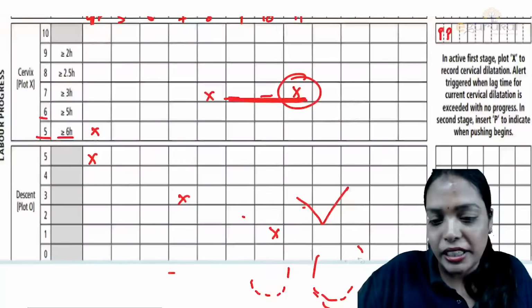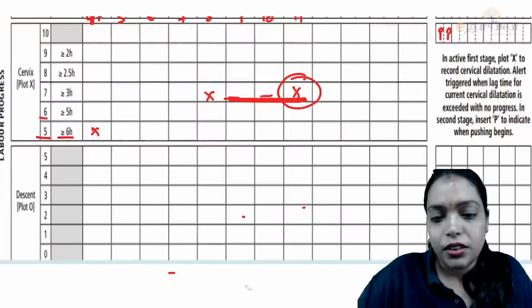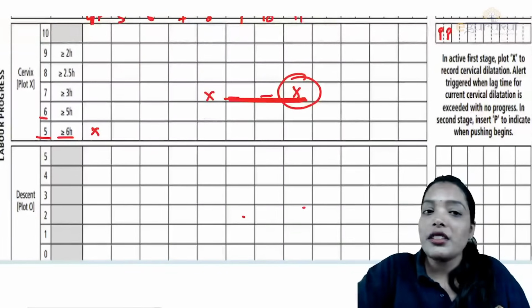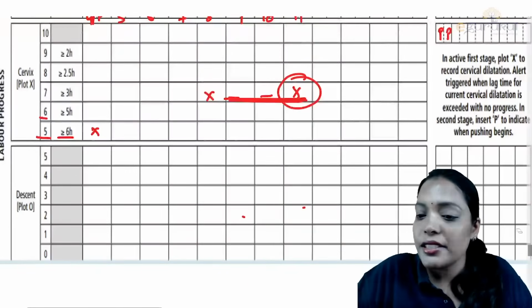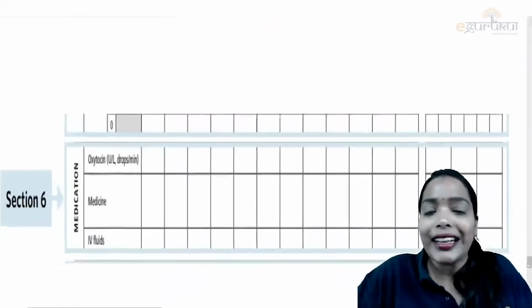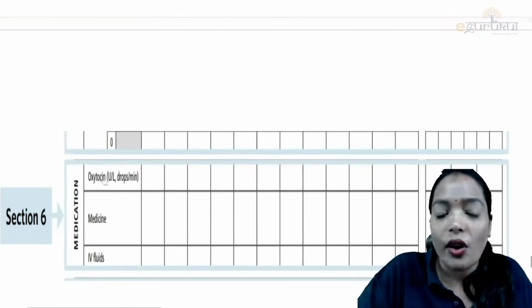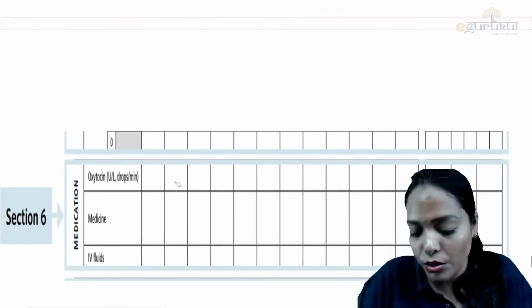I feel it is easier compared to the partogram, to be frank. So I hope you all understood the WHO Labor Care Guide progress. Let me know if you have any doubts in the comment box. Okay. Next, section 6 is medications. If you are giving any medication like oxytocin, you have to write how much oxytocin you are giving.